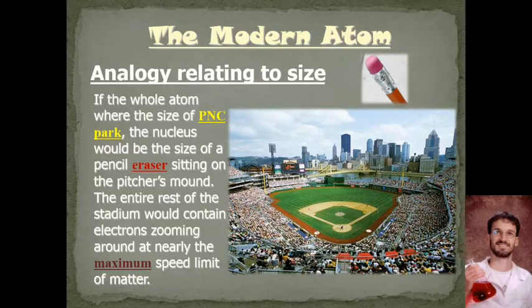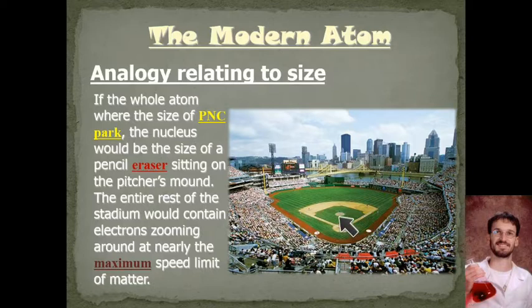So if we took an atom and blew it up to the size of PNC Park, so the entire stadium is the atom, the outer parts of the stadium would be the outer edges of the electron cloud. And then we took a pencil, tore the eraser off of it, and stuck it down on the pitcher's mound. That would be a really good size comparison to the entire atom, like the whole size of the electron cloud, and then the size of the nucleus down there on the pitcher's rubber.